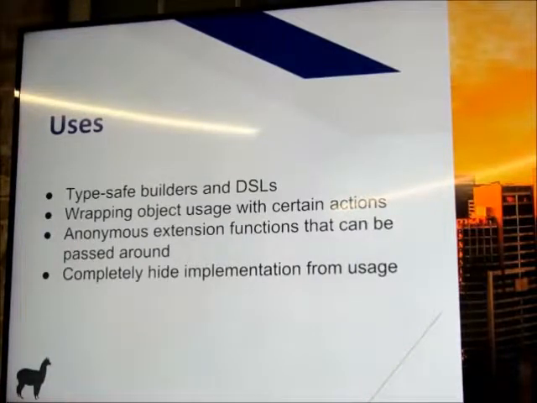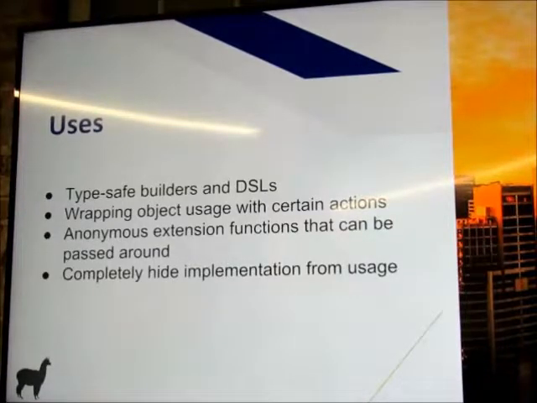So the major use cases for it are type-safe builders and DSLs. That's probably where you'll see it the most. You can also wrap object usage with certain actions. This is kind of the library usage provided by Kotlin, which I'm going to go through. Then there are anonymous extension functions that you can pass around. So this is if you want to do higher order functions with extension functions, and you want to do really crazy functional programming. I have no use for this because it's a little bit beyond what I want to do. But maybe somebody who loves Haskell would absolutely love that feature.